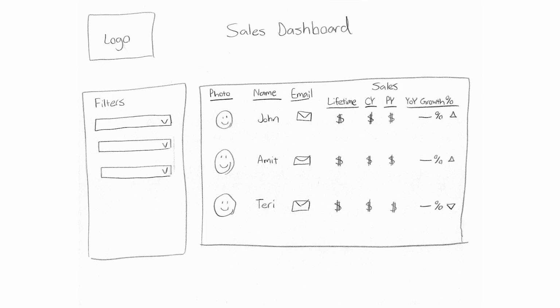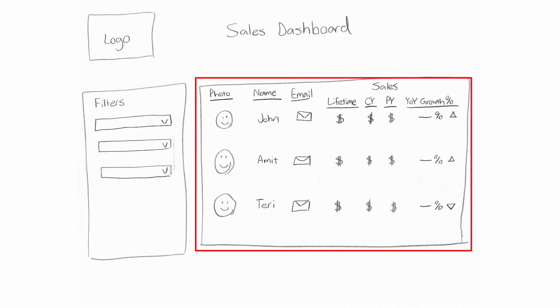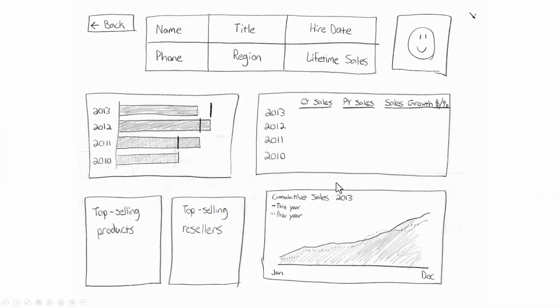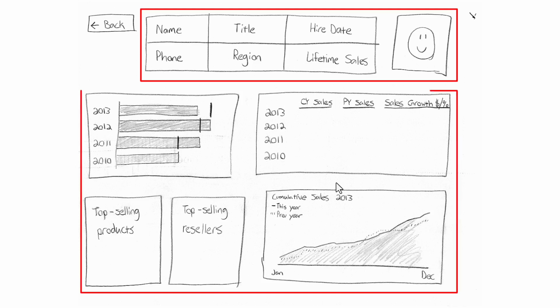On the first sketch, we can see he wants a company logo, a filters panel on the left-hand side, and a table listing the salespeople with their photos, email links, and some of their sales figures. On the second sketch, Brian went into even more detail. We see several card-like visuals at the very top next to the salesperson's photo, and then we see a bunch of charts or widgets laid out below.